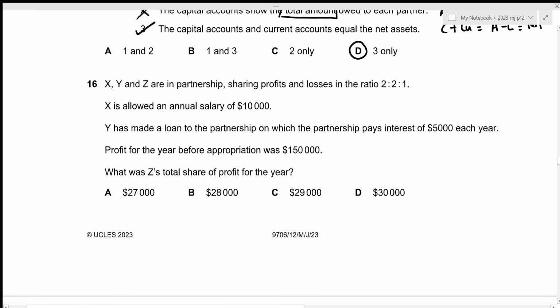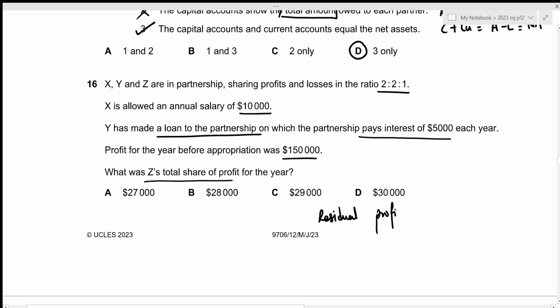X, Y, and Z are in partnership, sharing profits and losses in the ratio 2:1. X is allowed an annual salary of 10,000. Y has made a loan to the partnership on which the partnership pays interest of 5,000 each year. Profit for the year before appropriation was 150,000. We need to figure out the total share of the profit for Z. Okay, first of all, we need to figure out the residual profit.